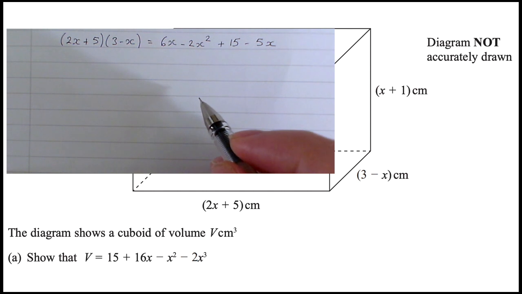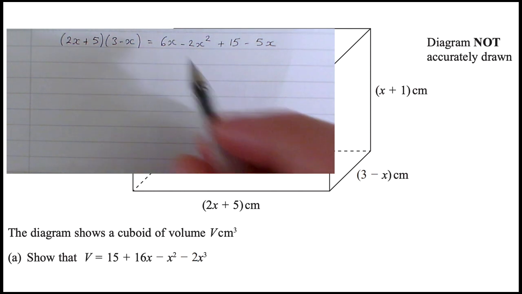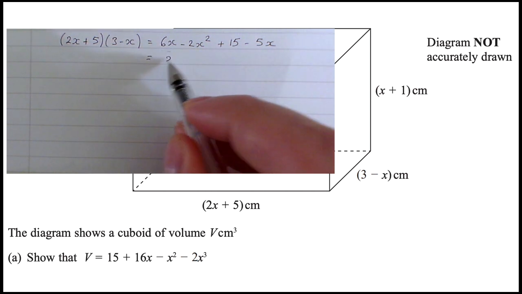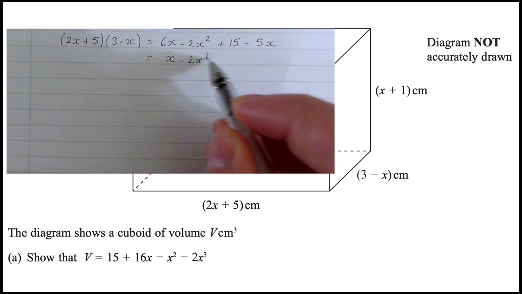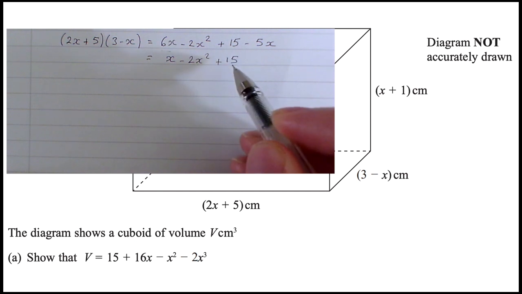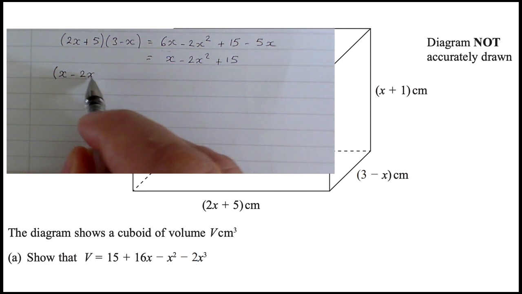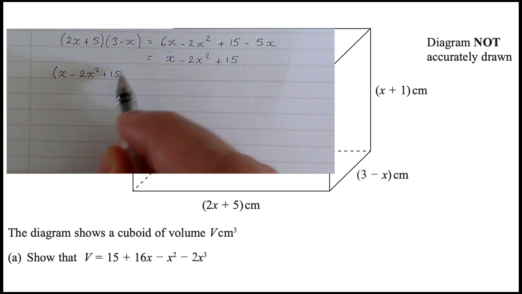I can simplify that a little bit, can't I? Because I've got 6x, I've got a minus 5x, so add those two together, I'm going to get x minus 2x squared plus 15. Now I need to multiply by the height, so the area of the base, this is a sort of prism, isn't it? x minus 2x squared plus 15 times by x plus 1.